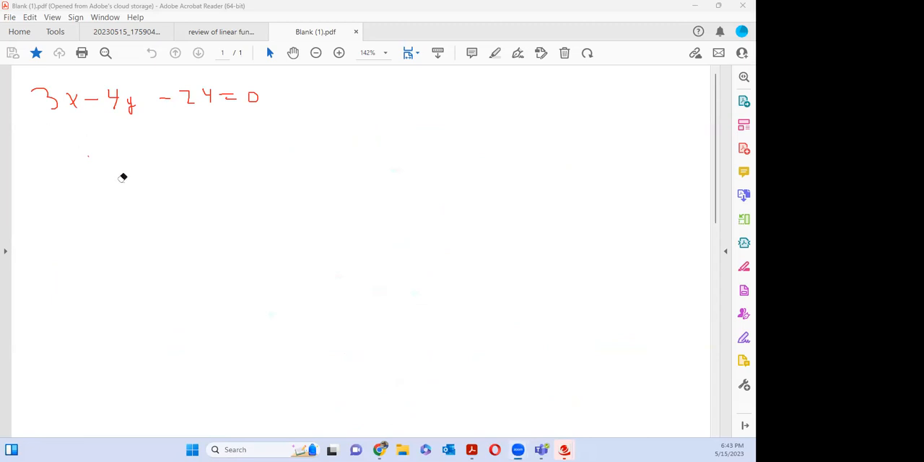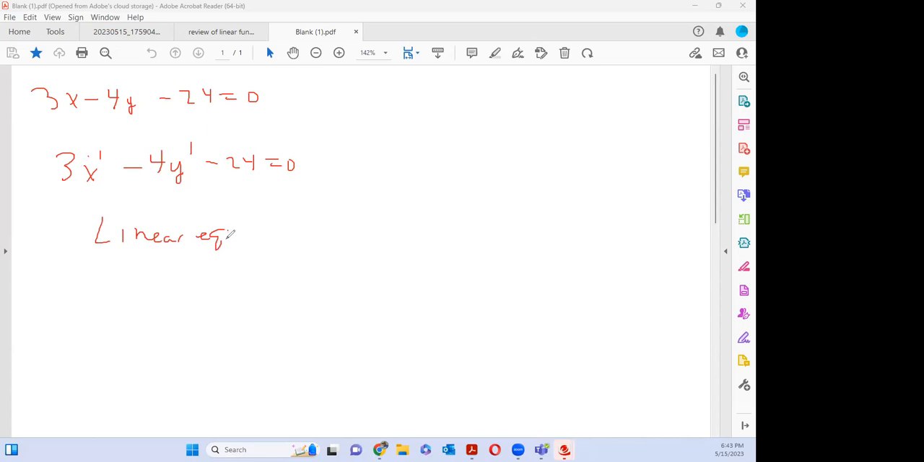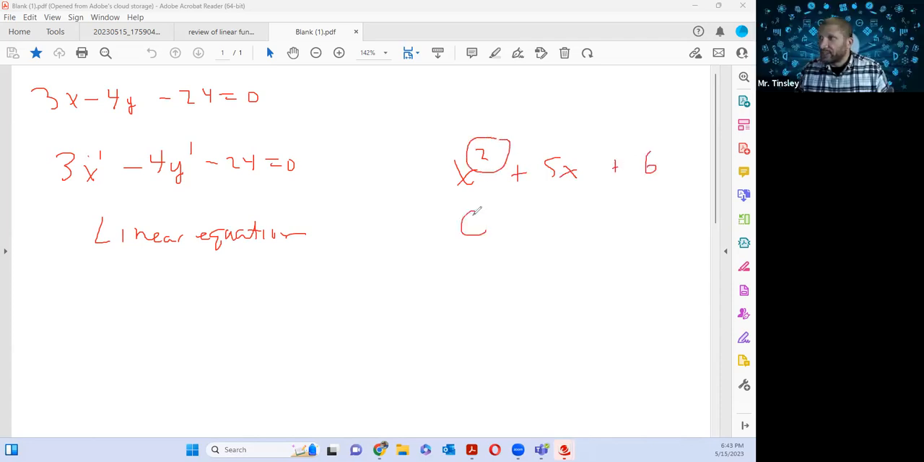I was right. The highest degree in this equation is 1. So this is 3x to the first power minus 4y to the first power minus 24. Since the highest degree is 1, this is a linear equation. Right. And the quadratic is the x to the second power. Yes. So this is what tells you. This is what makes this quadratic.